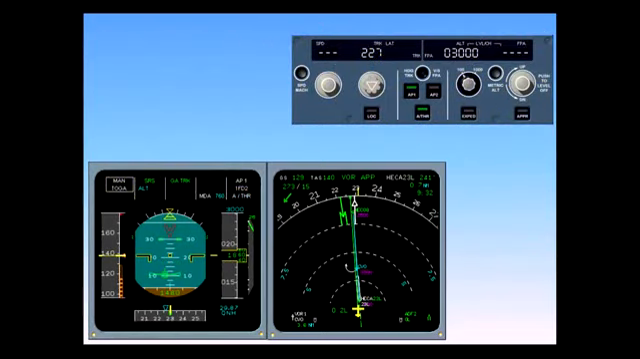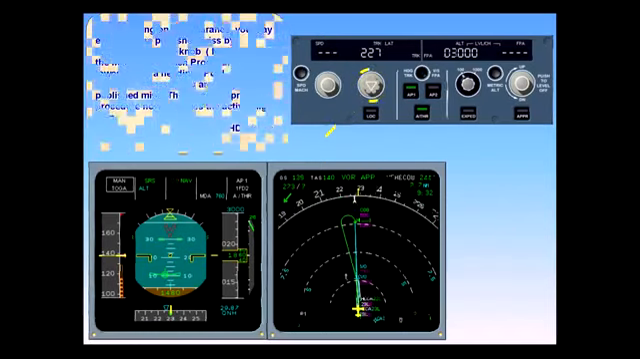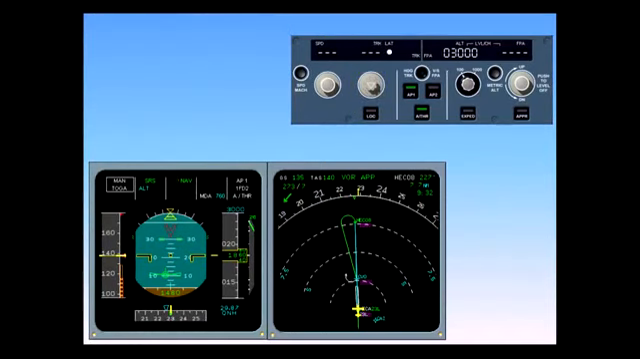Depending on the clearance, you may either fly the published miss by pushing the heading knob, nav mode, the missed approach procedure, or if tower issues a heading, pull the heading knob. In this case, you are to fly the published miss. The missed approach procedure now becomes the active flight plan. Push in the heading knob. The nav mode engages and the aircraft begins to fly the missed approach.